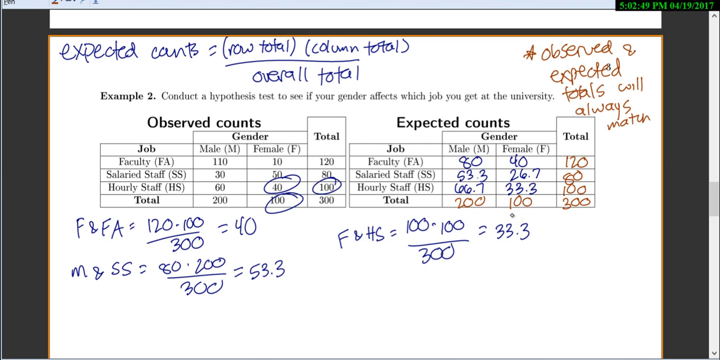And so it's interesting to note how many cells you actually have to find this way before you could just use the totals. And you only have to find 2. It turns out later that our degrees of freedom is 2. And that's how degrees of freedom actually relates: how many cells could change, or you have to find, before the rest are all set based on the totals.